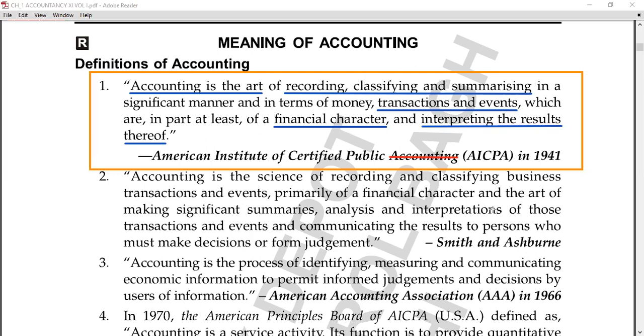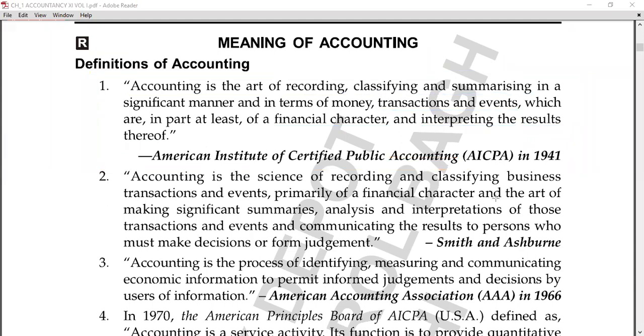As in India, we do have the Institute of Chartered Accountants of India. We do have this institution in India. Similarly, America has the American Institute of Certified Public Accountants, and this definition was given by them. Fine. Let us move further.